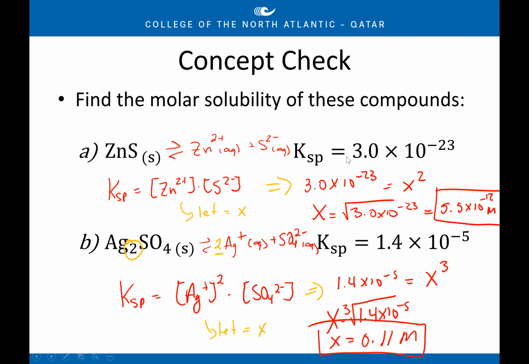Harold asks, why is the second item cubed? The second item is cubed because, let me get a different color here, I have 3 ions. I have 2 silver ions and 1 sulfate ion. So that means there's 3 X's.